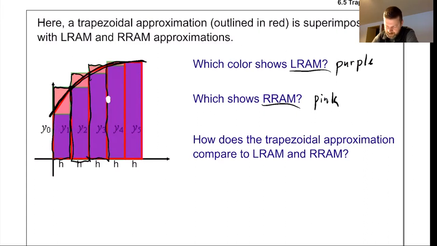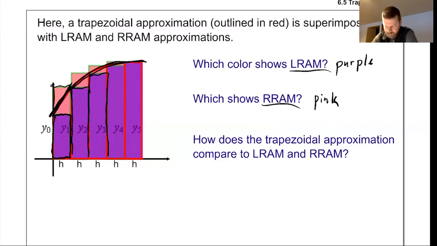The reason I'm superimposing this, though, is if you look at the LRAM, it's continually underestimating my true area under the curve. Right? Those ones are always too low in this particular curve. RRAM is absolutely overestimating, but the trapezoid splits that difference right in half.